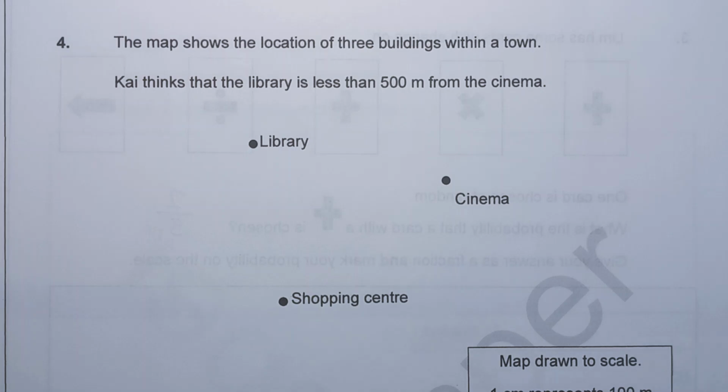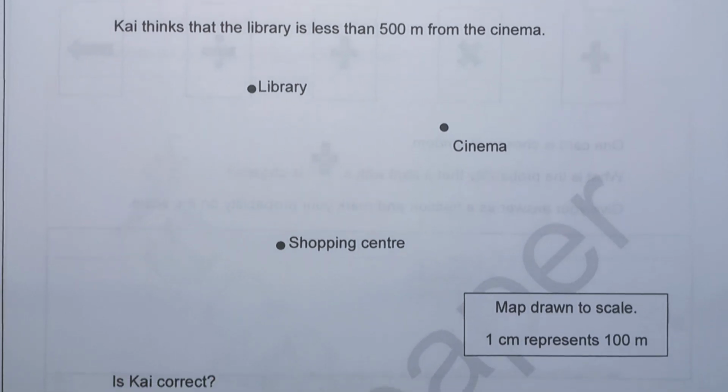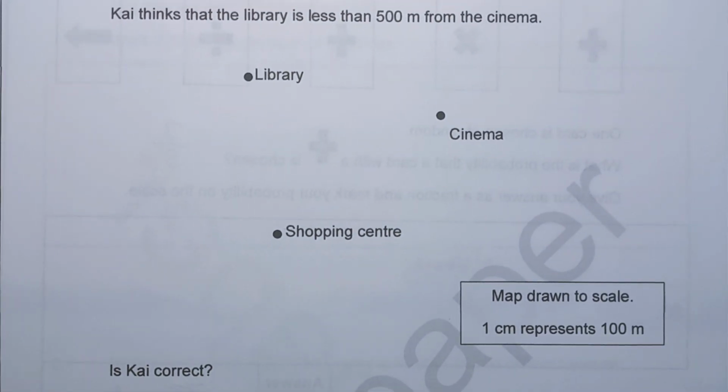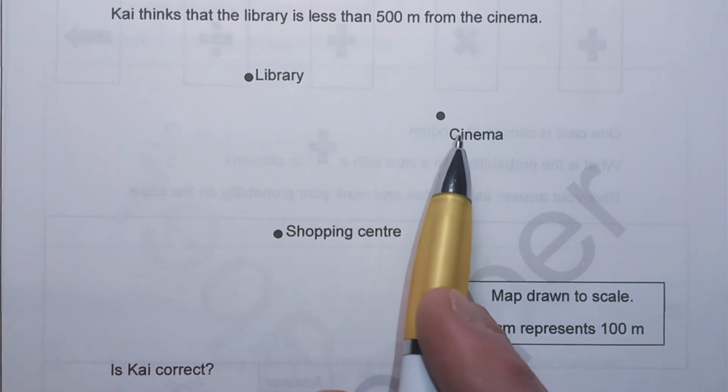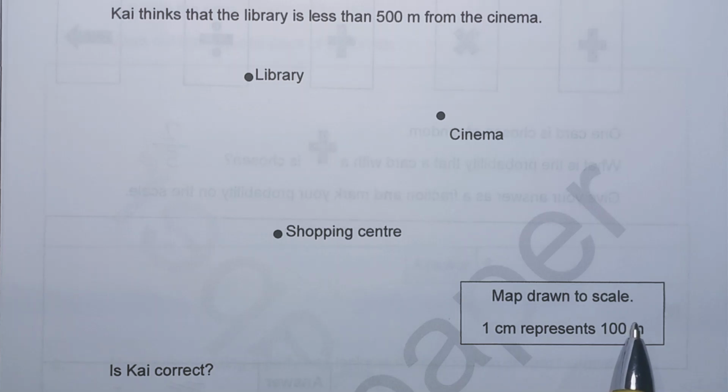Question 4. The map shows the location of 3 buildings within a town. Kai thinks that the library is less than 500 metres from the cinema. And the question down here, is Kai correct? So if we have it like this, we can see it all on the map. Okay, so we've got the library, we've got the cinema, we've got the shopping centre. And we're told the map is drawn to scale with 1 centimetre representing 100 metres.